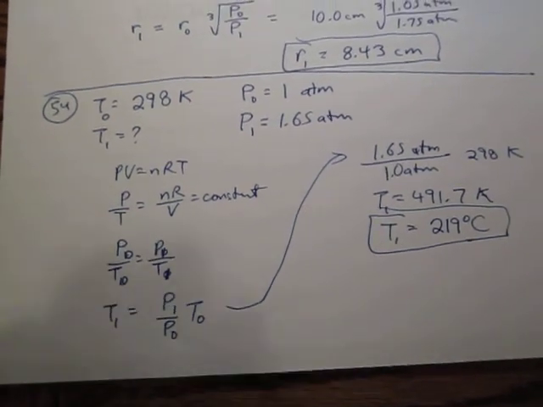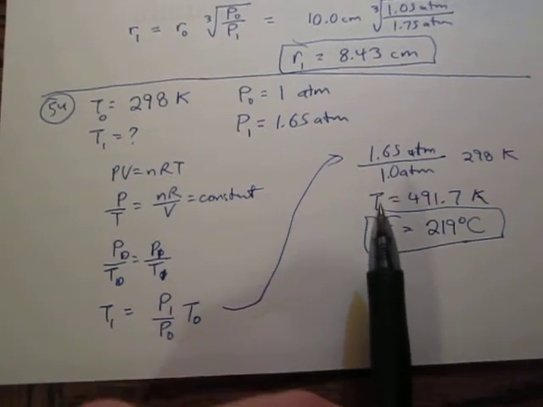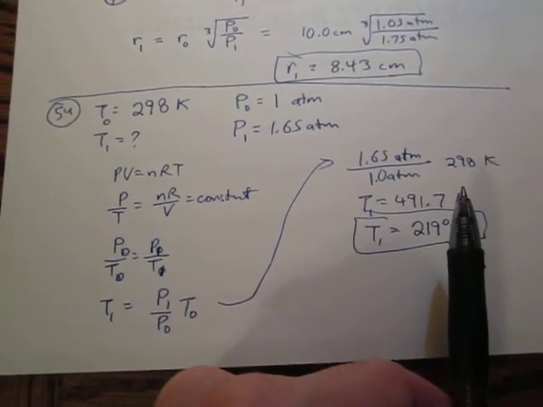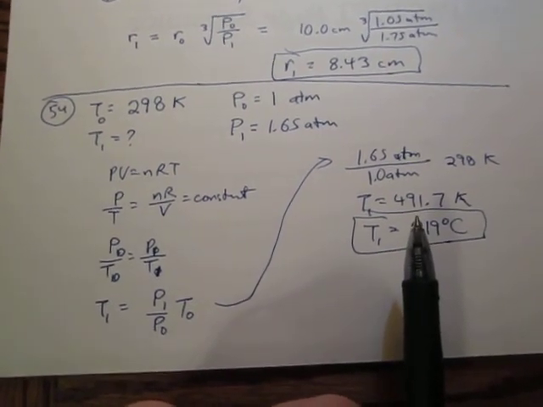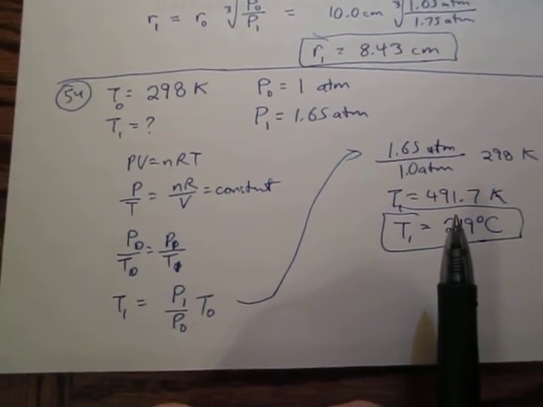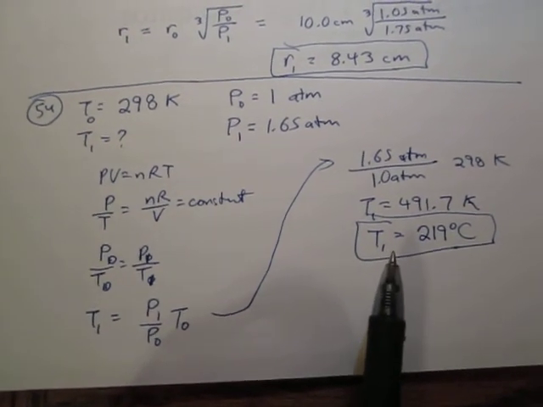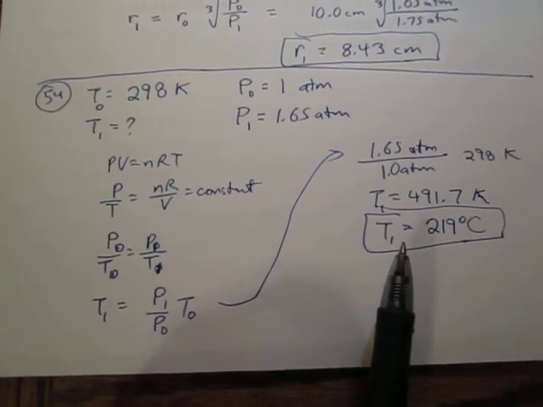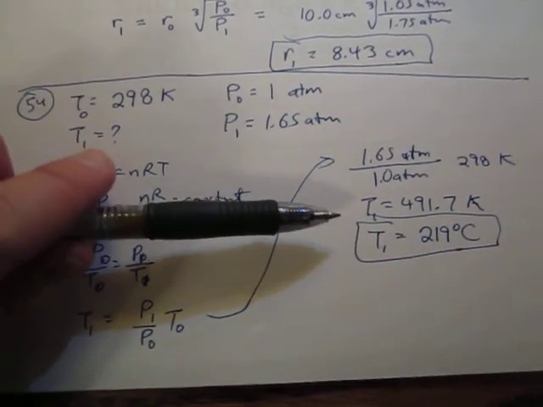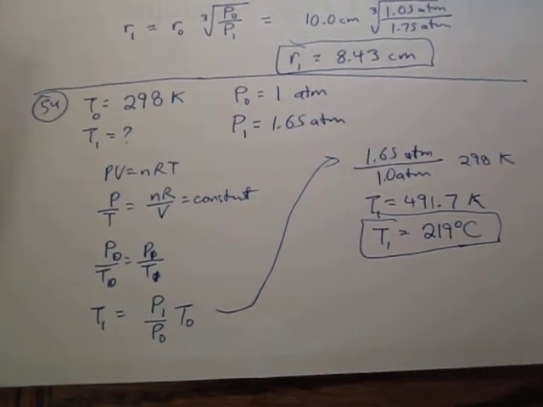Now we plug in the values. So T1 equals P1, 1.65 atmospheres over 1 atmosphere, times T0, 298 Kelvin, which gives us T1 is 491.7 Kelvin. Now it's proper form to give your answer in the form that the question was asked. It's polite to do that. So since the temperature was given in the problem in degrees Celsius, we should give the answer in degrees Celsius. So let's subtract 273 from 491.7 Kelvin, and we get the final temperature of 219 degrees Celsius.